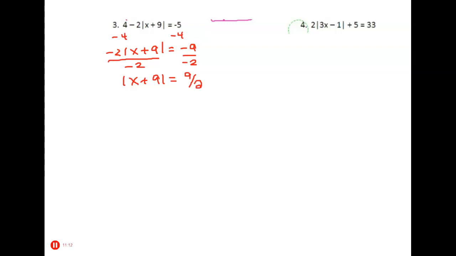Once your absolute value is isolated, now you can split the two terms. You cannot split the problem into a positive and a negative unless the absolute value is alone. I can guarantee on your test someone will split it before it's alone.